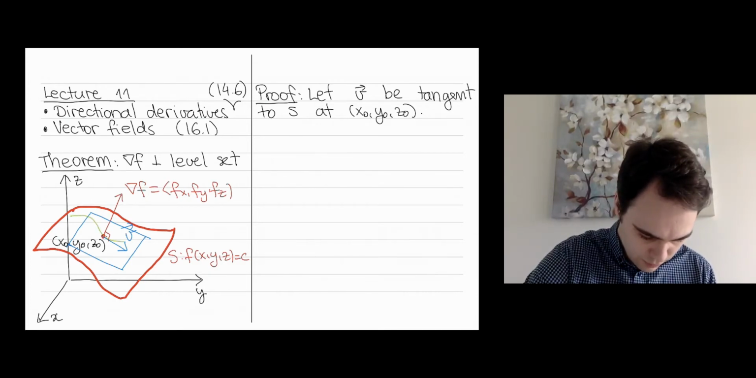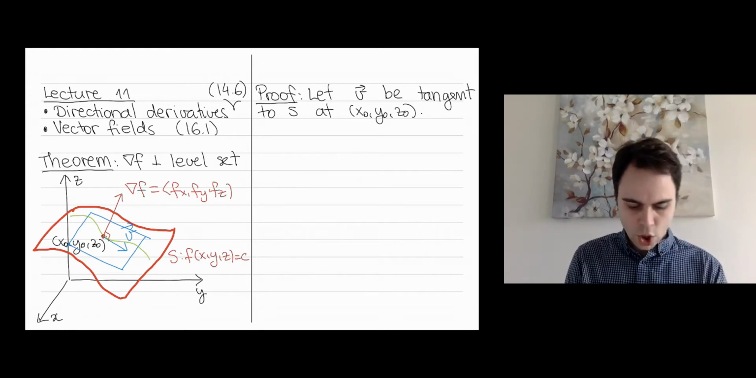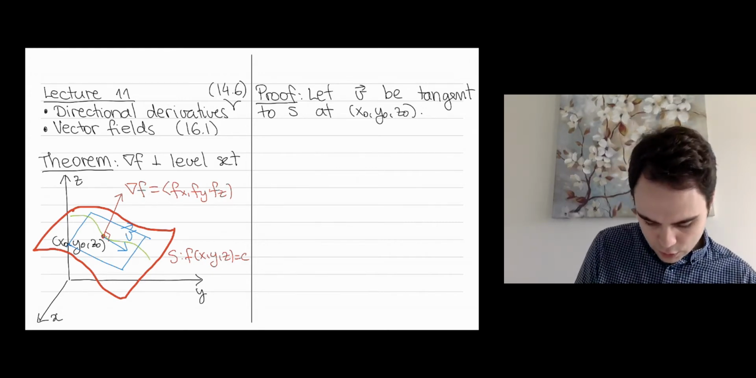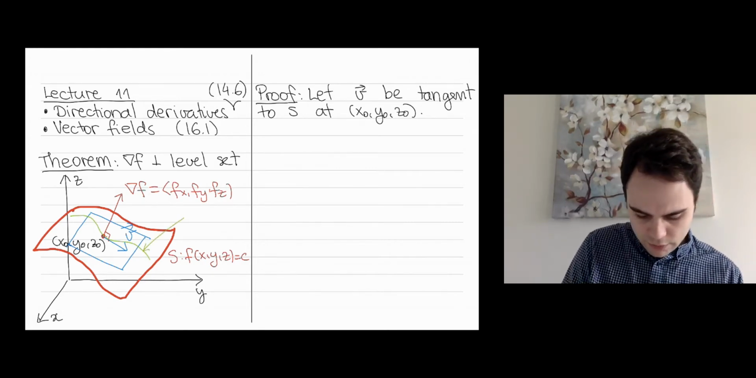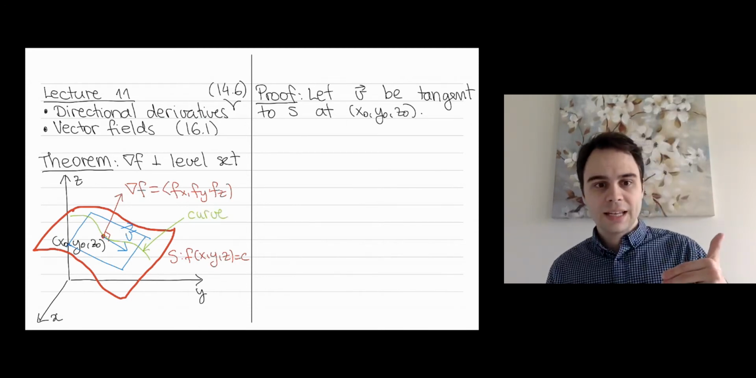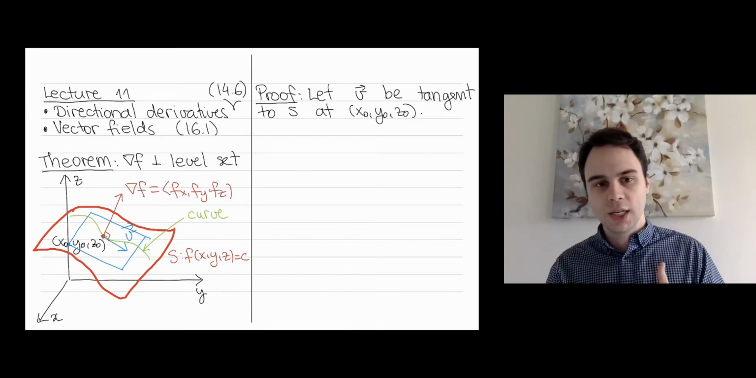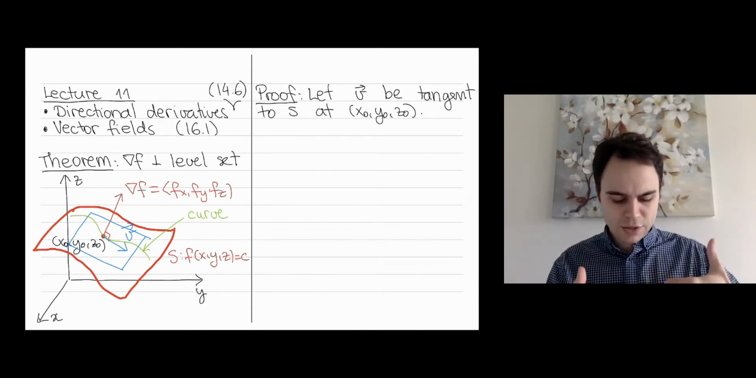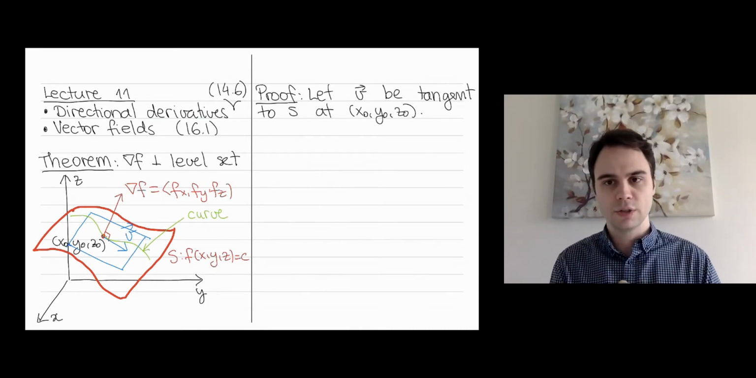Here I'm drawing one, right? So there is a curve in the surface. So here I have a curve in the surface, and that V is the tangent, is really a tangent vector to a curve contained in the surface.